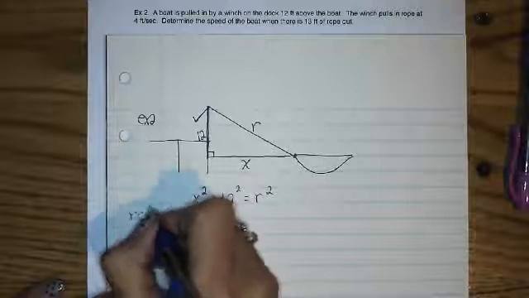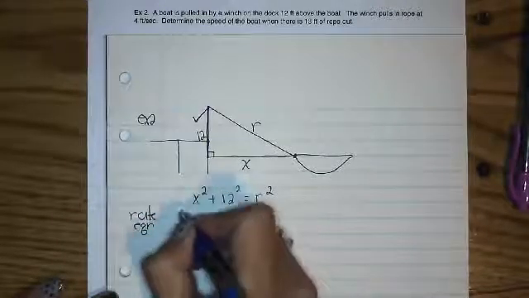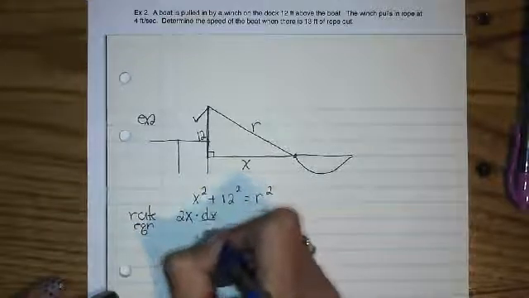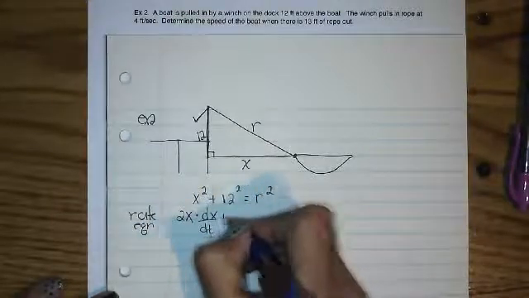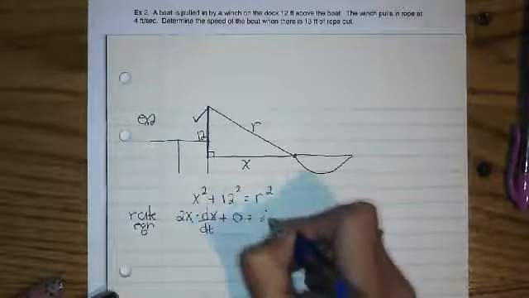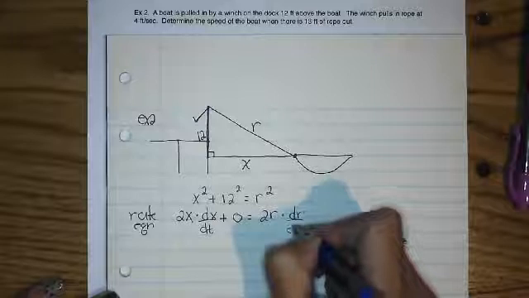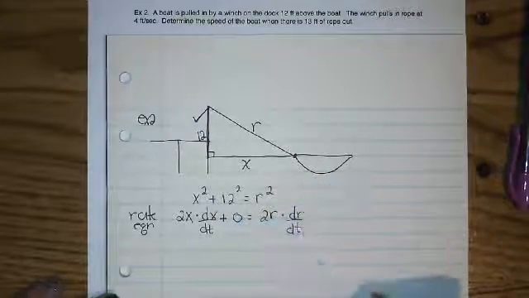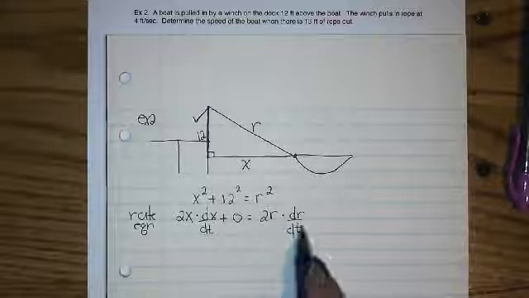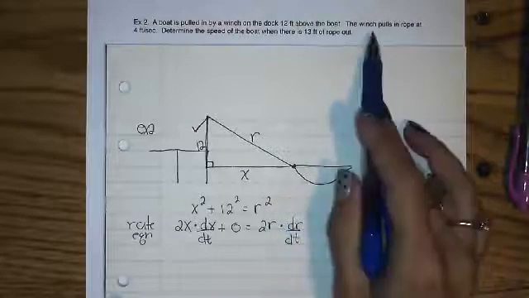And there's no simplifying to do, so we're ready to find the rate equation, which is the derivative, so that'll be 2x times dx/dt plus the derivative of 144, which is 0, equals 2r times dr/dt. So I need to know x, r, and one of these two rates.